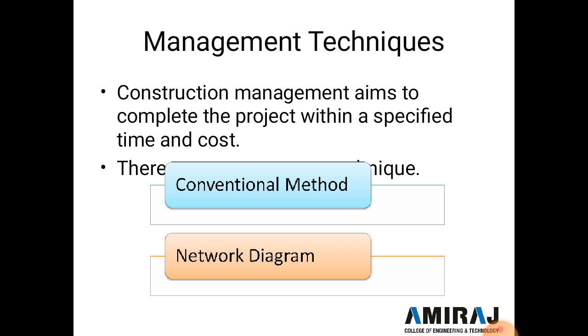So construction management aims to complete the prescribed work within a specified time limit and with an estimated cost. In order to achieve this objective, various methods or techniques are used to complete the project, which can be divided into two types. There are two main groups in management techniques. The first one is the conventional method and the second one is the network diagram.